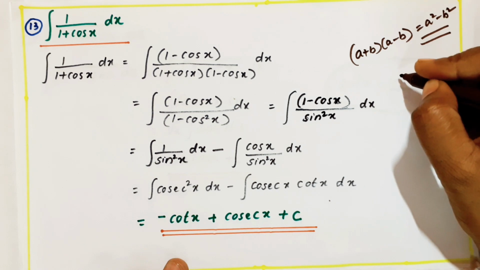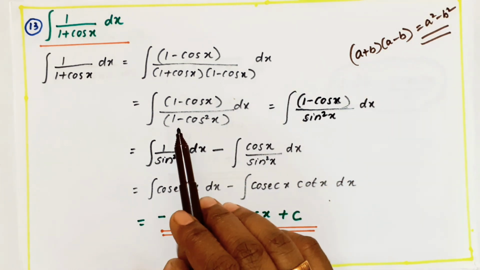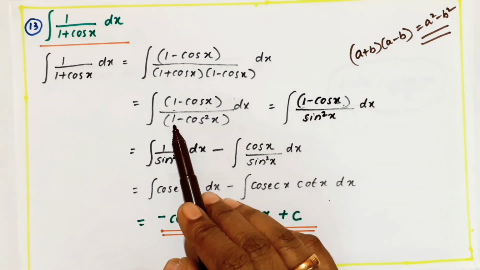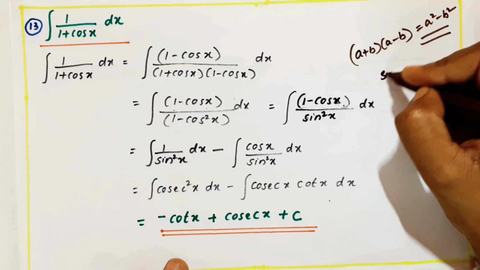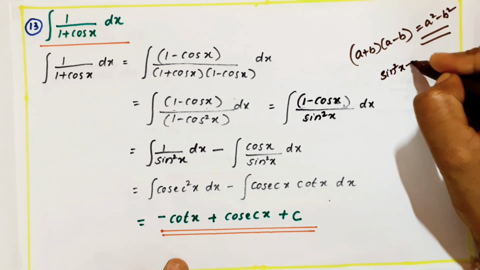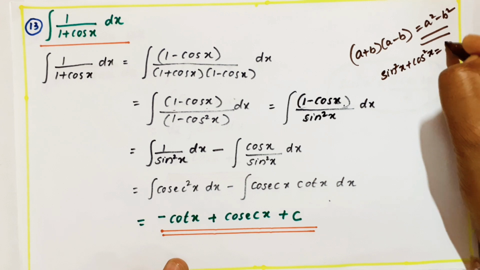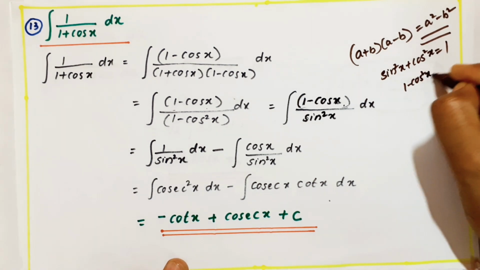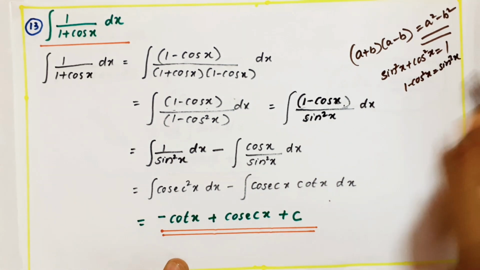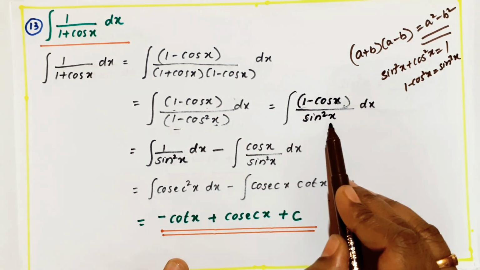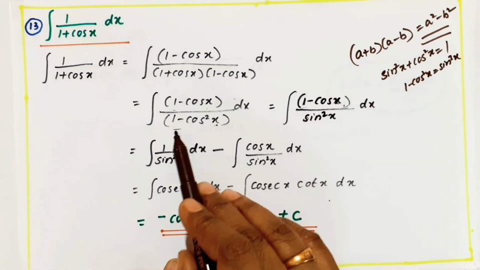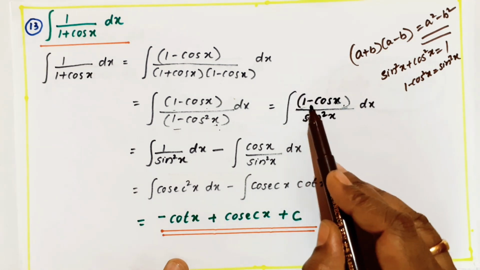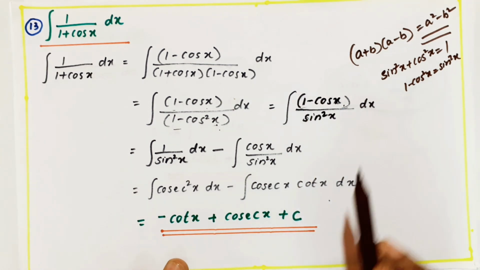Again, you have to remember the formula. We know that 1 minus cos x, we are writing 1 minus cos x only. But 1 minus cos square x, you can remember the identity: sin square x plus cos square x is equal to 1. Therefore, what is 1 minus cos square x? It is nothing but sin square x. So 1 minus cos square x I wrote as sin square x. So your equation changes to integral of 1 minus cos x by sin square x dx.